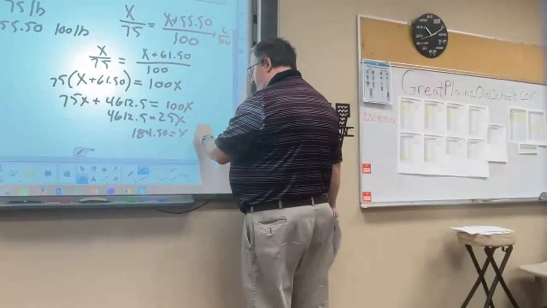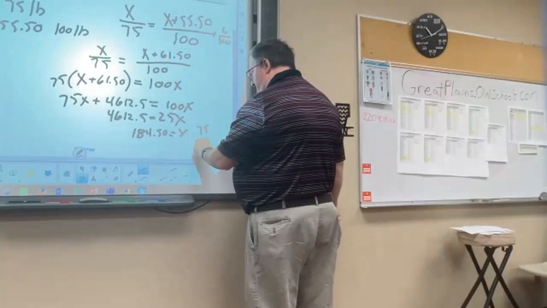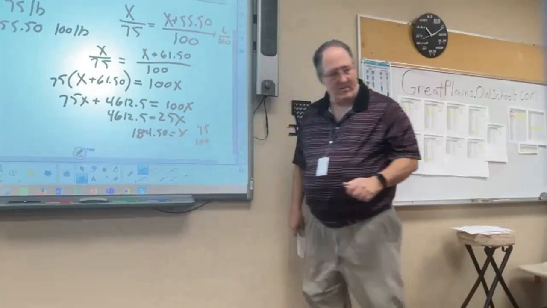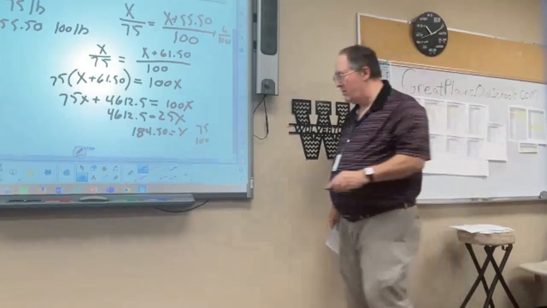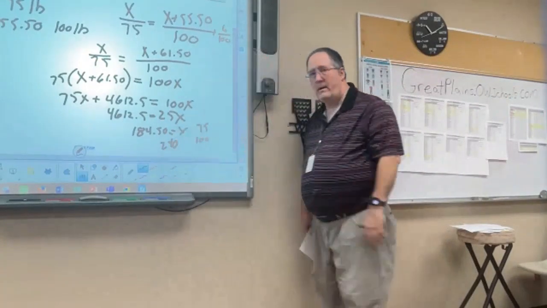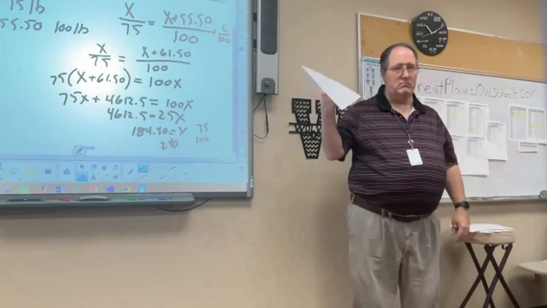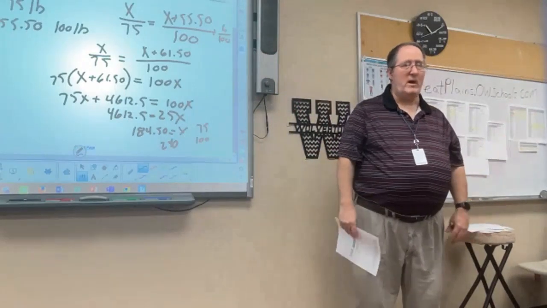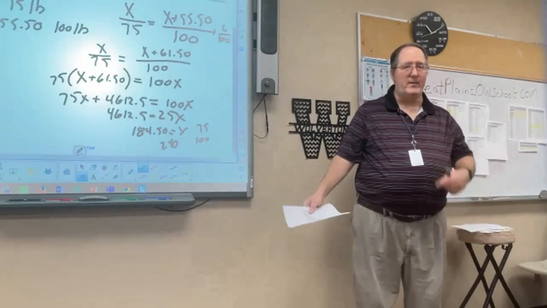So this is the 75-pound container, and the 100-pound container is, what did I say it was, 240? 240. If you got those two answers written down, you get credit for it. We've already done this in class. I'll leave it up there for a second.